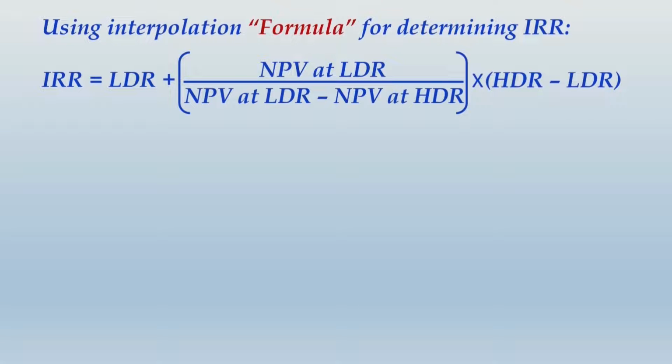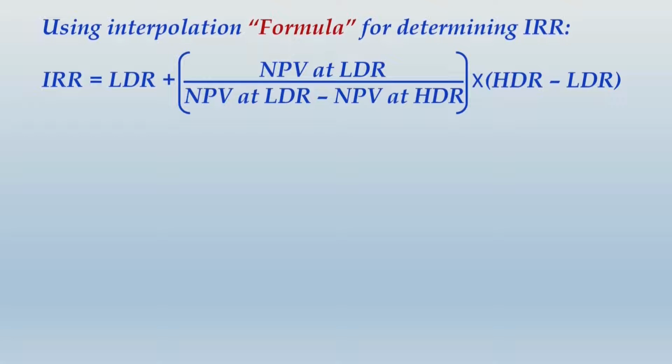IRR equals LDR plus NPV at LDR divided by NPV at LDR minus NPV at HDR, multiplied by HDR minus LDR. So if this kind of formula gives you discomfort, do not worry at all. How to logically arrive at this formula, I'll explain to you in a short while, and there is no need to as such even apply this formula. This is for those who do not understand the logic of interpolation. For those who understand the logic of interpolation, there is no need of any formula application.